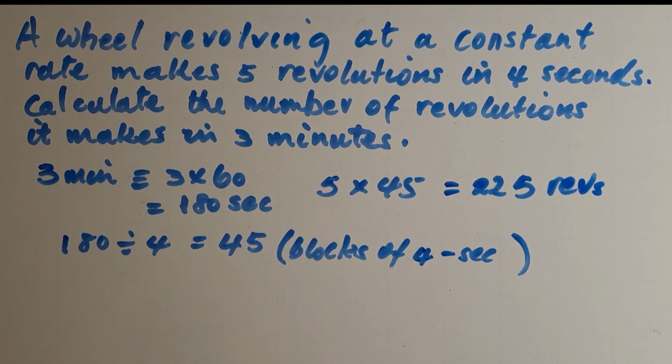So a wheel revolving at a constant rate of 5 revolutions every 4 seconds will make 225 revolutions in 3 minutes.